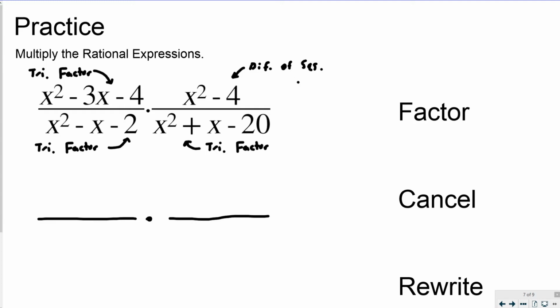I know 4 is the equivalent of 2 squared. So that gives me the two factors, x plus 2 and x minus 2.